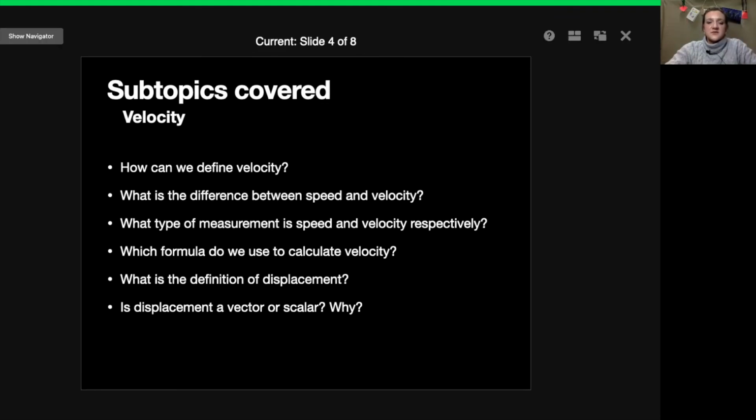Is displacement a vector or a scalar, and why? Displacement will be a vector because you need to define in which direction the object is moving. And that is why we define it as a vector. A vector always has the direction in which the object moves.